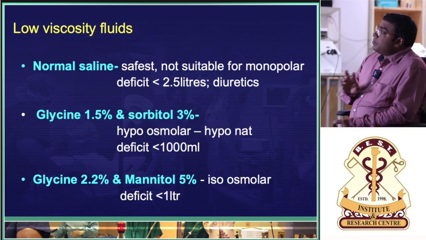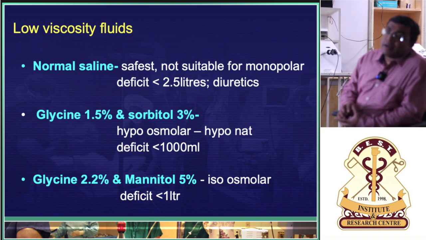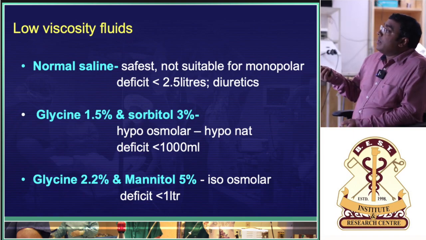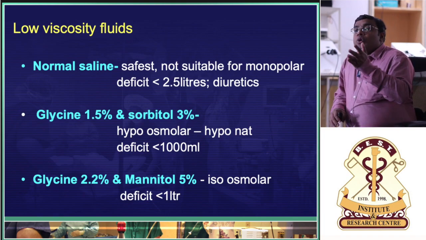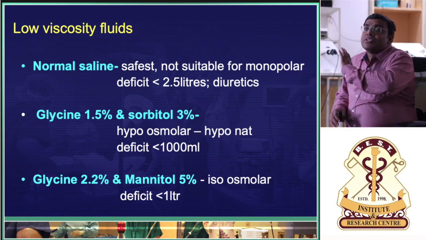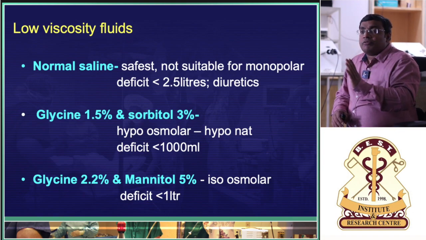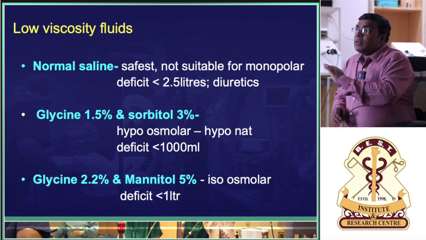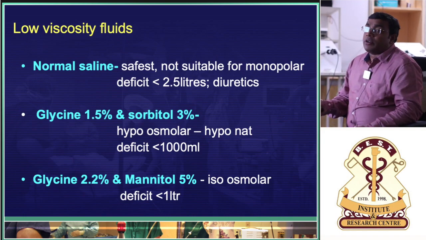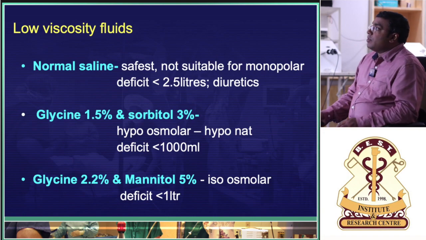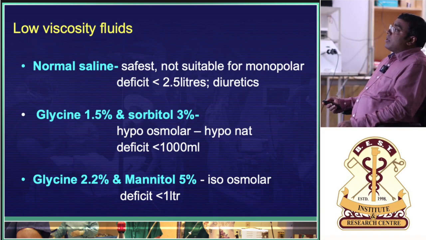Now, when it comes to distension media, there are three types apart from gas. One is normal saline. Basically we are talking about low viscosity fluid and high viscosity fluid, based on viscosity. We also have isotonic fluids, but this is based on viscosity. Low viscosity fluids are the ones we regularly use, and of them normal saline is the most commonly used.